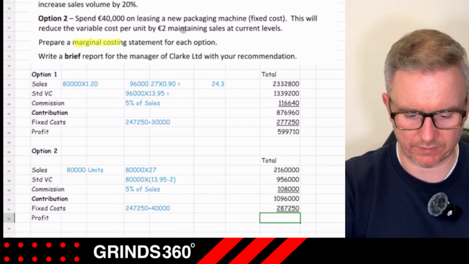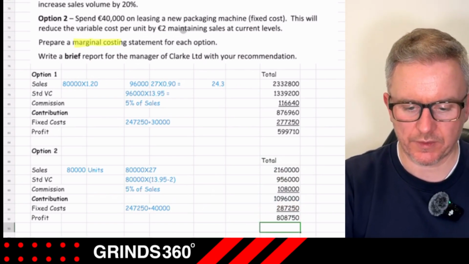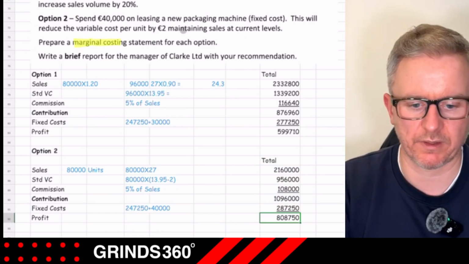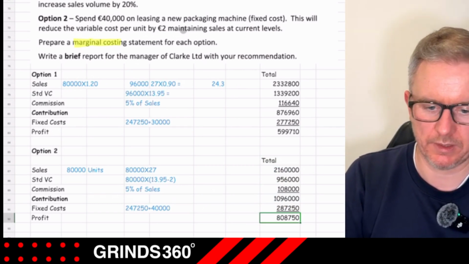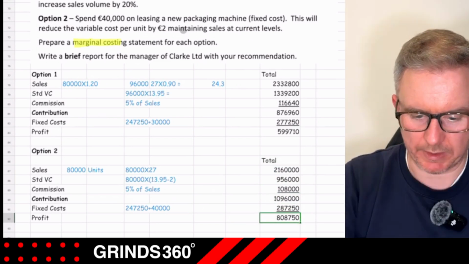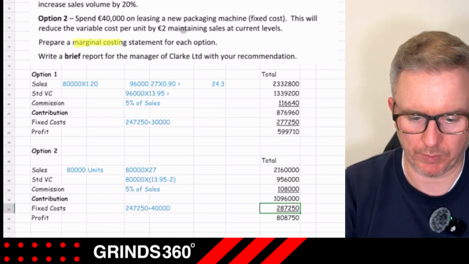So 287,250, and you subtract it. So in this case, what is the better option for this particular firm? And you'd obviously tell them to go ahead with option number 2. Okay, so you're getting a better profit figure coming back in there.